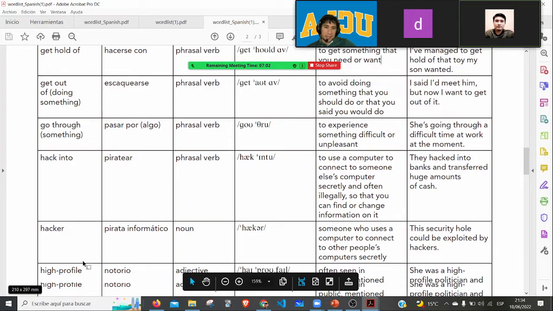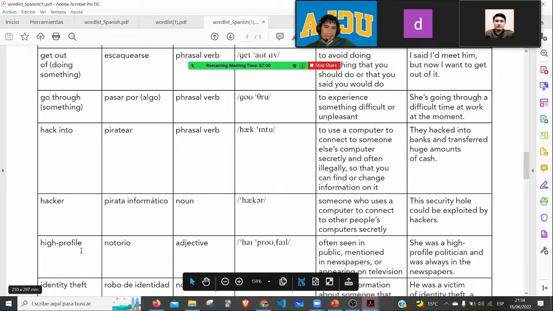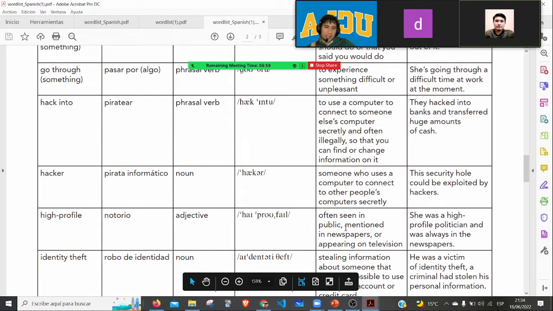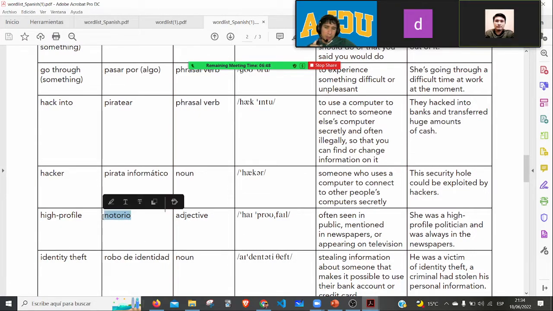Hacker, pirata informático. High profile, look at it: often seen in public, mentioned in newspapers. High profile es una persona importante. Para nosotros, ¿qué cosa para nosotros es notorio?